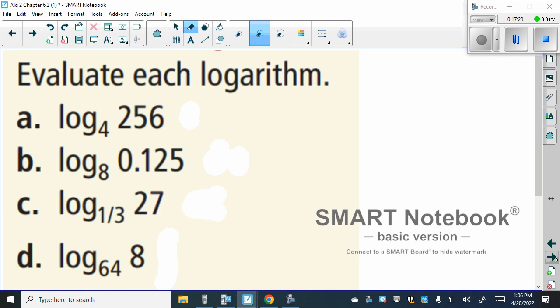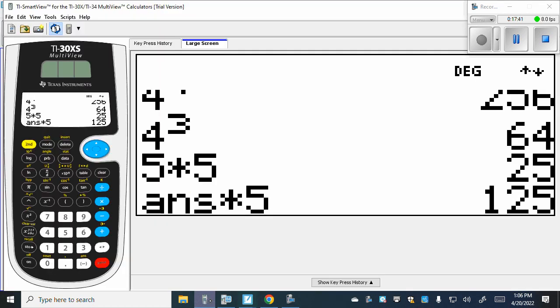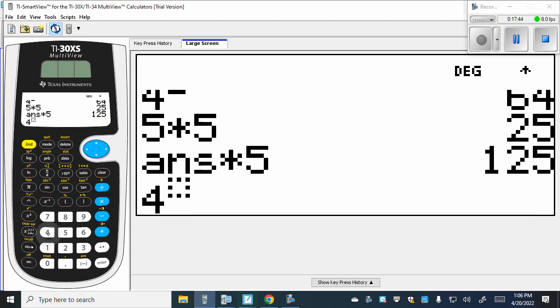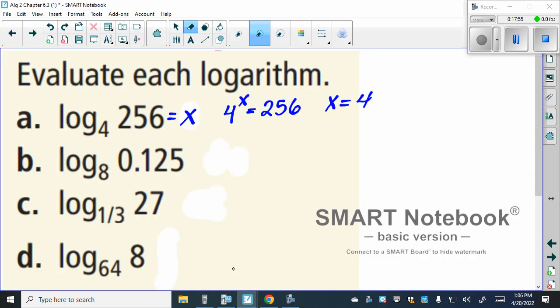So we're looking at this next one, log base 4 of 256. We can set it equal to what? So we're saying 4 to what power is 256? So x would be 4. Well, as we looked at 4 to the 4th already, which is 256. So 4 multiplied by itself 4 times is 256. Any questions on A before we look at B?